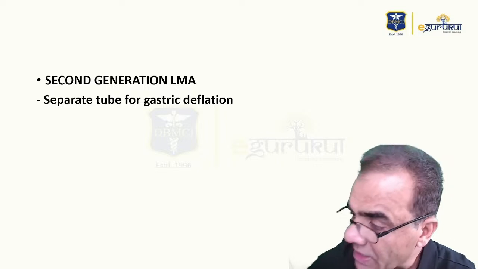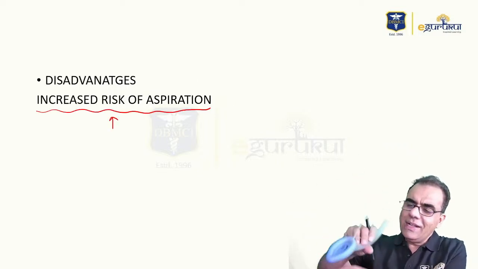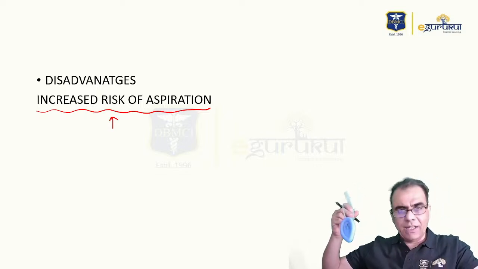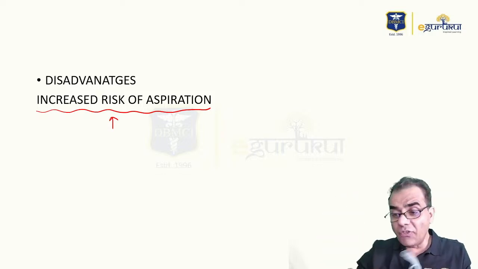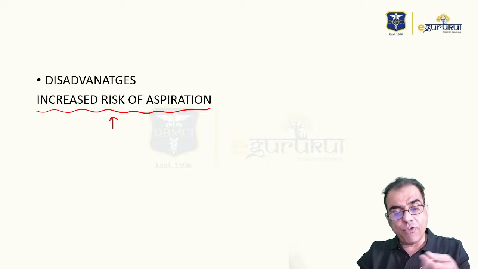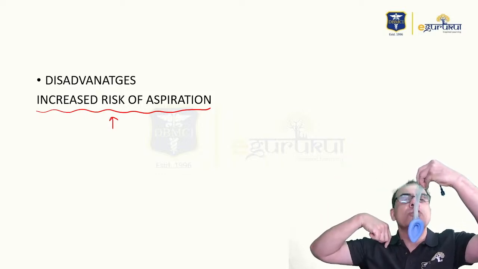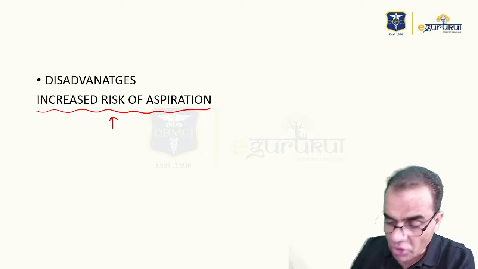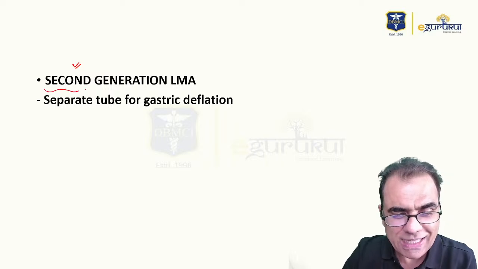And the problem is not only the increased risk of aspiration. You are clearly seeing that the gas is leaking into the esophagus, and the patient's stomach is getting more and more distended. You cannot deflate it either, because from where will you pass your suction catheter or Ryle's tube, since the cuff has occupied the oropharynx or hypopharynx. So this is another limitation, which is not seen nowadays, because nowadays we are using second generation LMA.